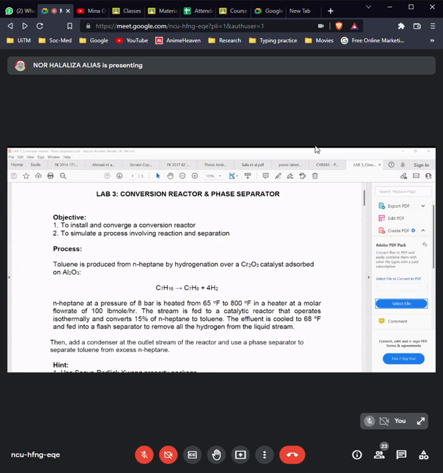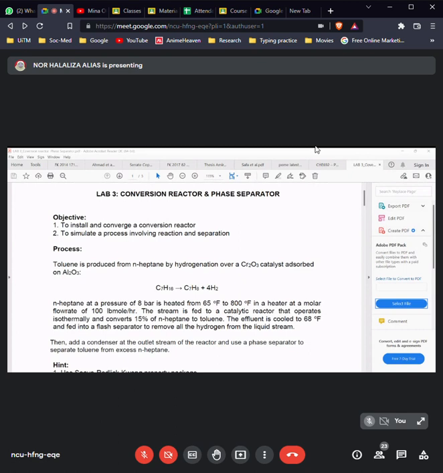Okay, so the objective is to install and converge on a conversion reactor. The next one is to simulate a process involving reaction and also separation. Okay, if you see, this question is actually to produce the toluene from the N-heptane. But the reaction itself, N-heptane, we have only one reactant here. Okay, so the product is the toluene and also hydrogen. Okay, toluene is produced from N-heptane by hydrogenation over a Cr2O3 catalyst absorbed on Al2O3.